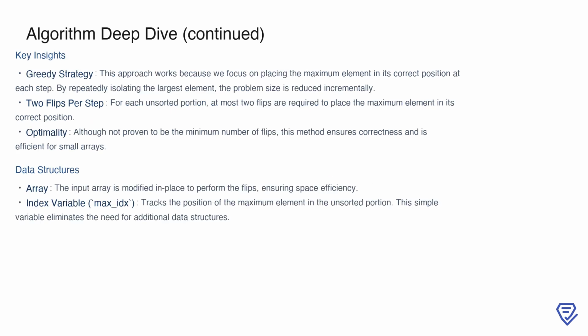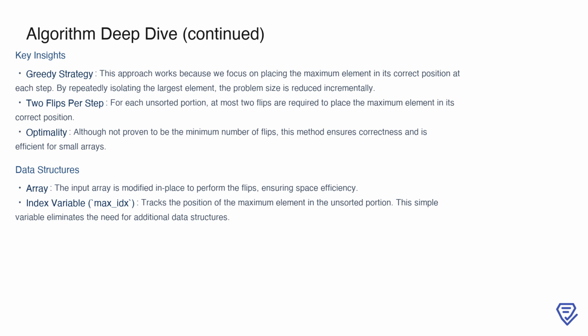The efficiency of this algorithm lies in its greedy strategy. By focusing on placing the maximum element in its correct position at each step, we simplify the problem incrementally. At most, 2 flips are required for each unsorted portion, making the process predictable and straightforward. While this method may not guarantee the absolute minimum number of flips, it is efficient and ensures the array is sorted correctly.